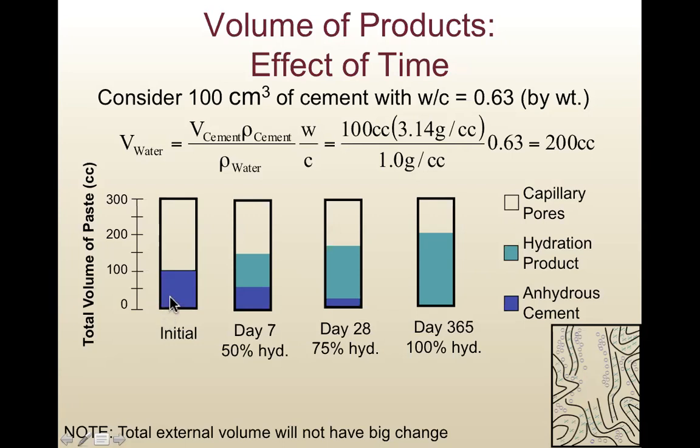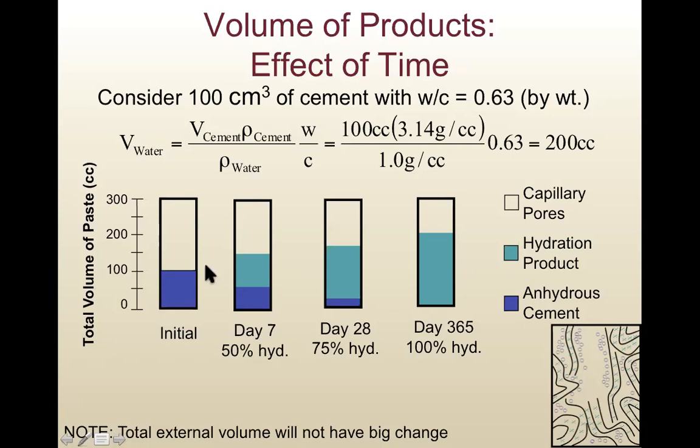Let's see, after 7 days, we have 50% hydration complete, which means 50% of the cement grain has reacted. So we have less blue, we have more hydration product, the green color, and we also have less water.